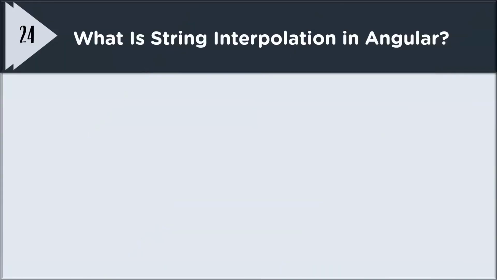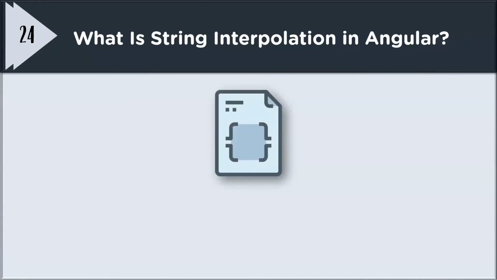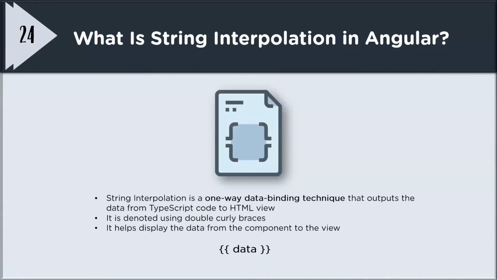Moving on to the next question, what is string interpolation in Angular? String interpolation is a one-way data binding technique that is used by Angular. It outputs the data from TypeScript code to the HTML view. It is typically denoted with the help of curly braces, and it helps display data from the component to the view.